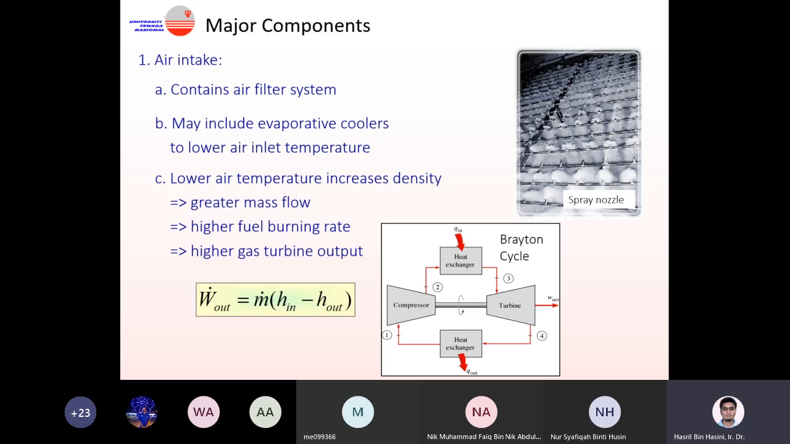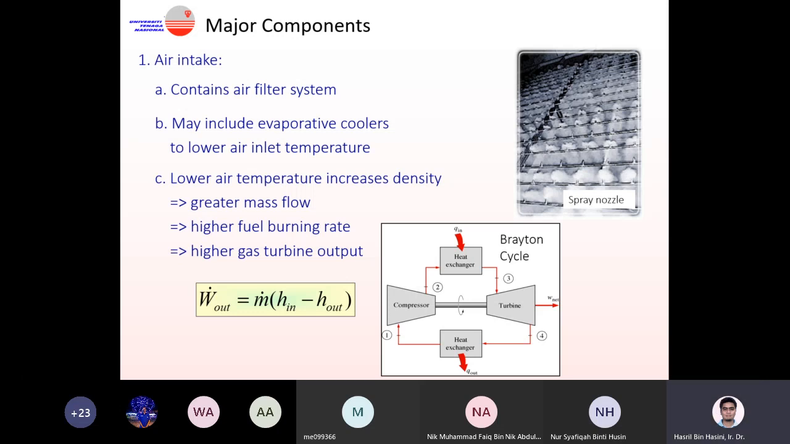We need to lower the air temperature, first of all, to increase the density. When you increase the density of air, you are bringing in more air as compared to the normal condition. You increase the mass flow rate of air entering your compressor, then the burning rate is also high. At the end of the day, you get a higher turbine output. So that's why we usually try to lower the temperature of air that goes into our compressor.